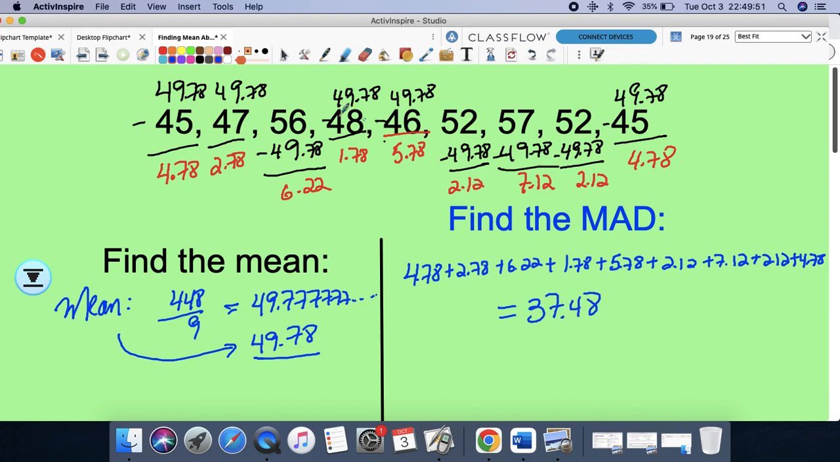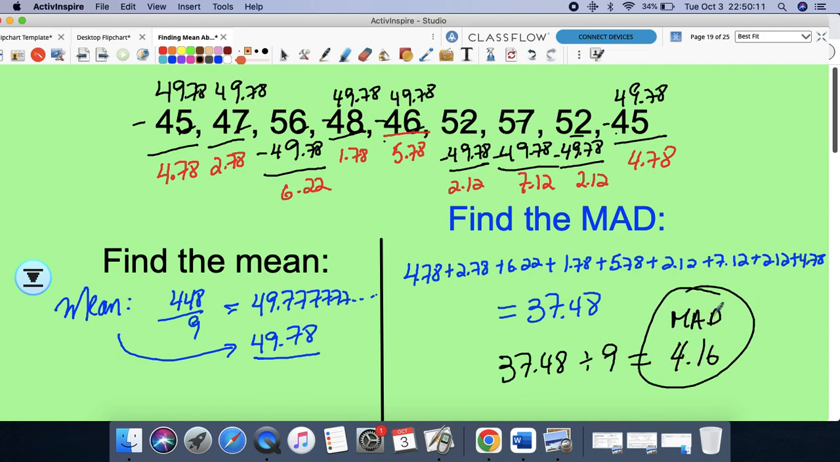And what do we have to do with that number? We're going to take 37.48 and divide that by 1, 2, 3, 4, 5, 6, 7, 8, 9. So the MAD is going to be about 4.16. Okay, the MAD is small, which means our numbers are together. They're very together here.